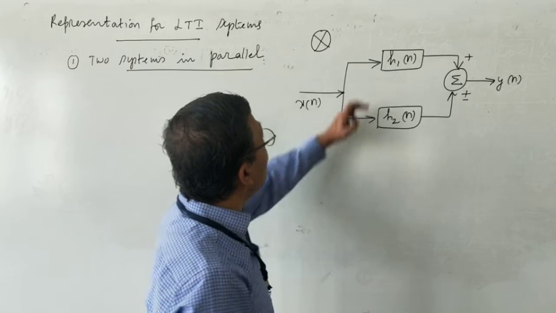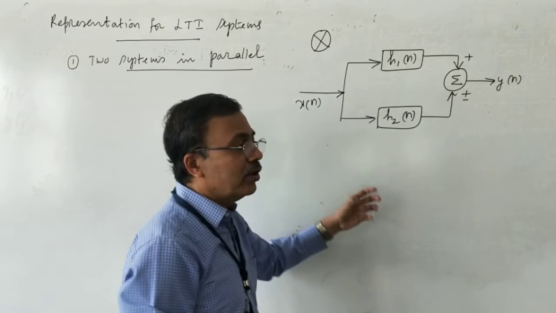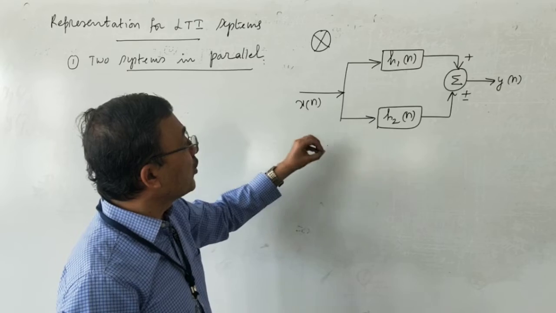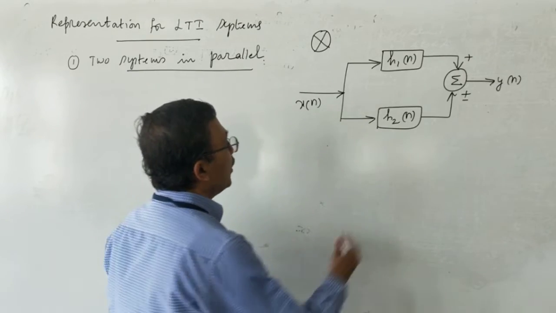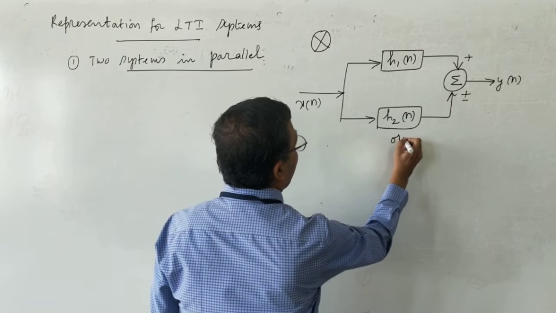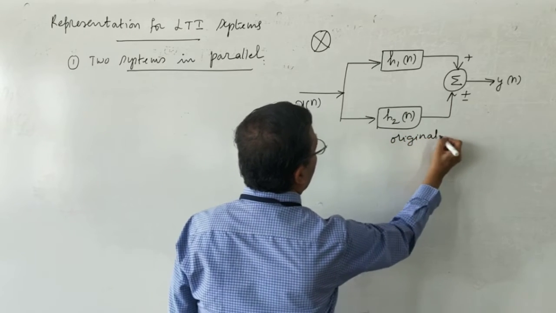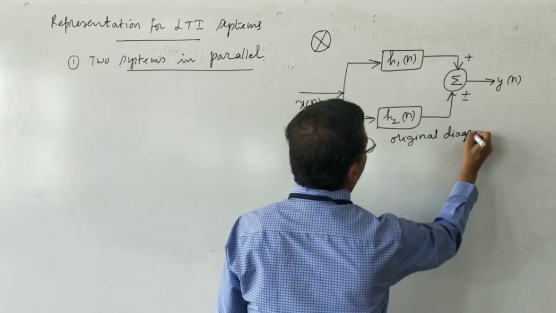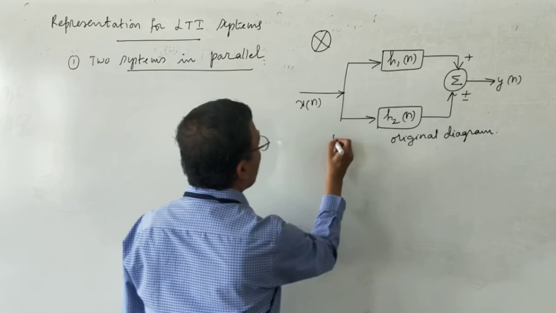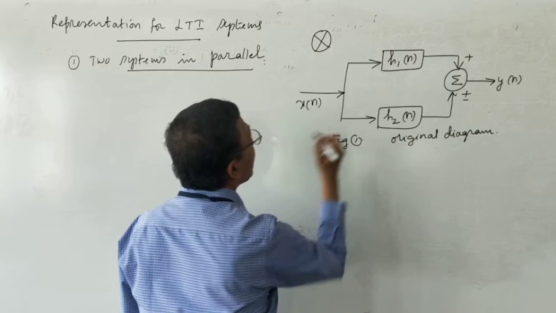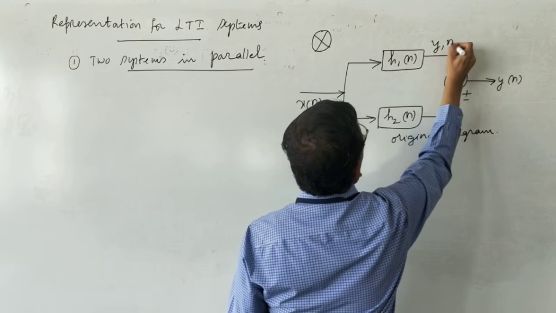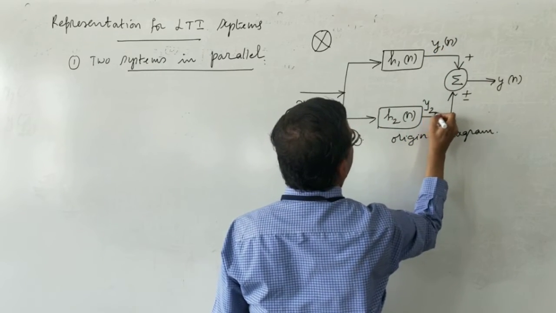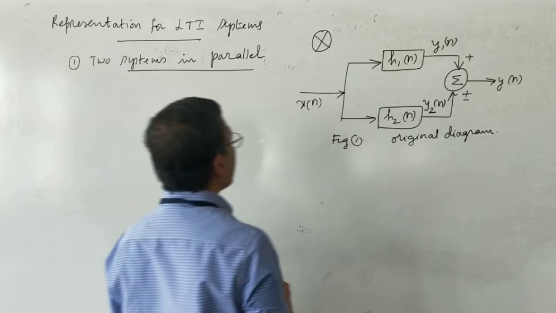We have to combine these two blocks into a single block. What is the impulse response of that equivalent block? We are required to find. This I call original diagram, and this is figure number 1. I call the output of the first system as Y1 of N, and the output of the second system as Y2 of N.